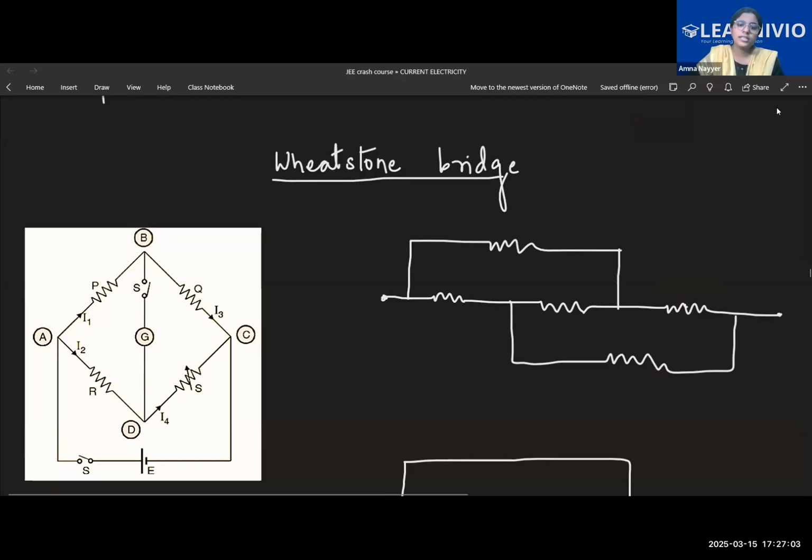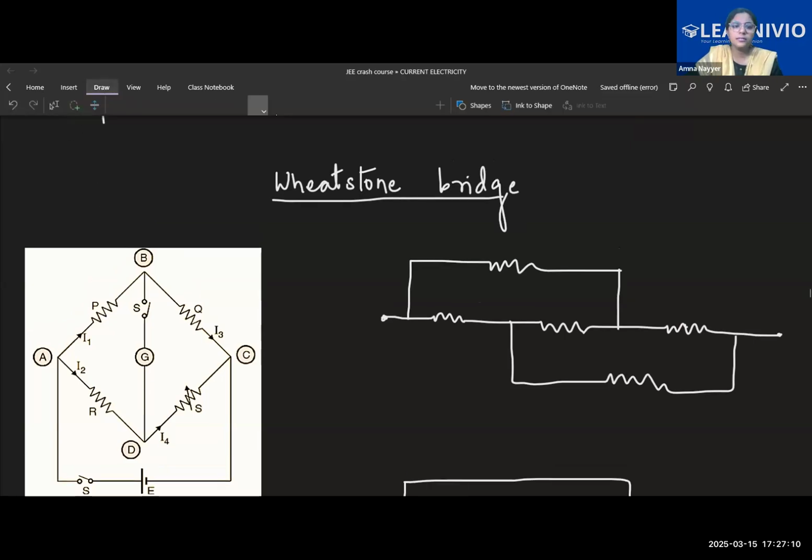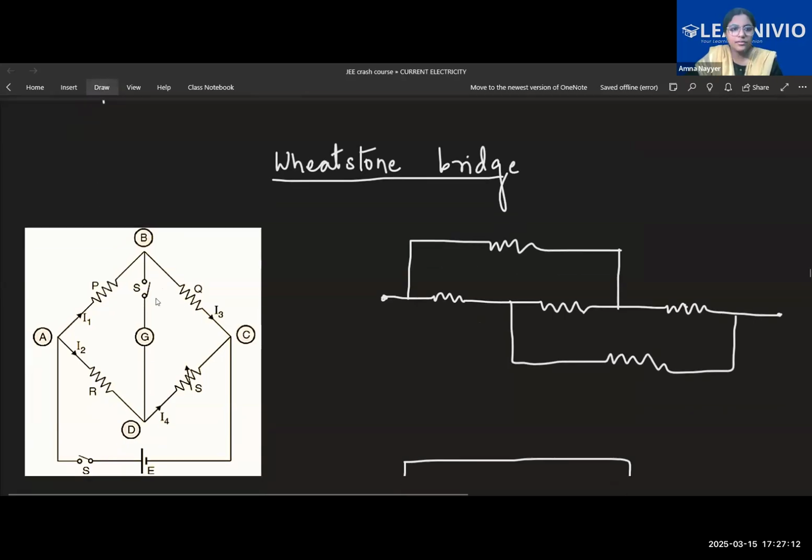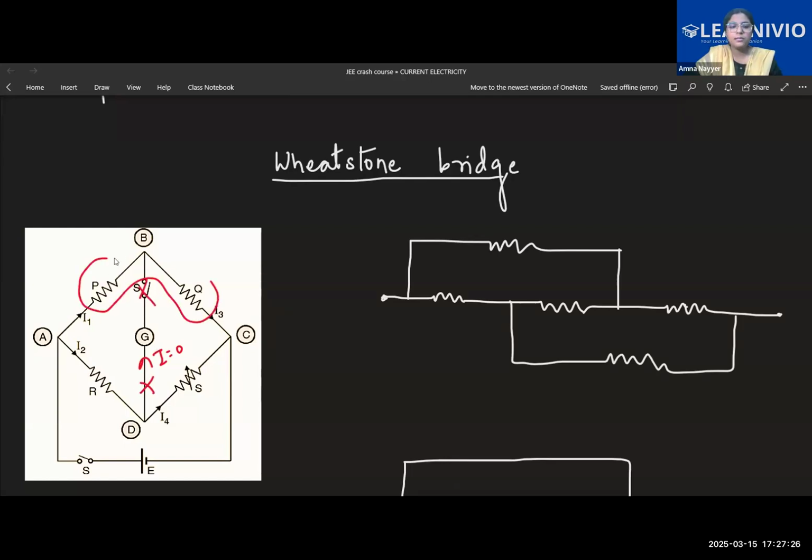So see, regarding Wheatstone Bridge, what's the condition? The potential difference here becomes zero, so there is no current flowing across this. So basically, if the value of current flowing across this wire is zero, you can simply remove it. If this is not present, these two will be in series, these two will be in series, and their resultants will be in parallel.